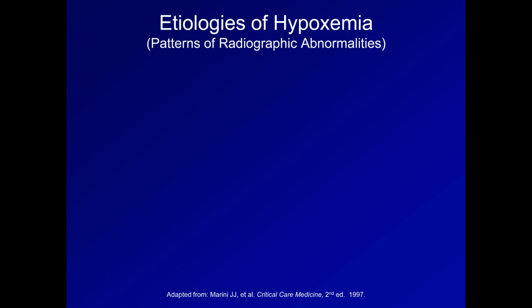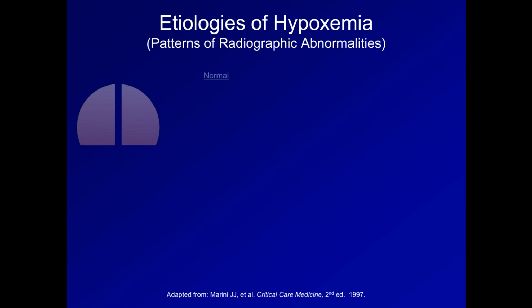I'm going to end this lecture on this next slide. Although I just said that there was no specific algorithm to use to determine a specific etiology of hypoxemia, there are common patterns of radiographic abnormalities on chest x-ray that can help focus the differential diagnosis. This slide is actually adapted from Marini's solid intern-level textbook, Critical Care Medicine.